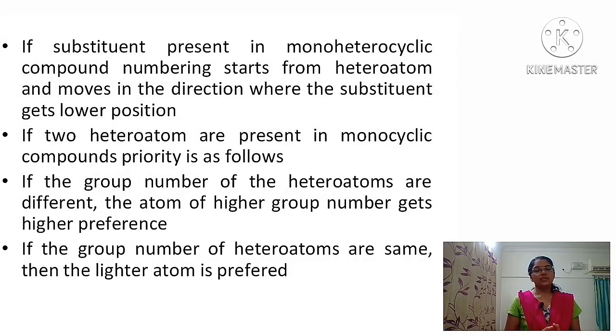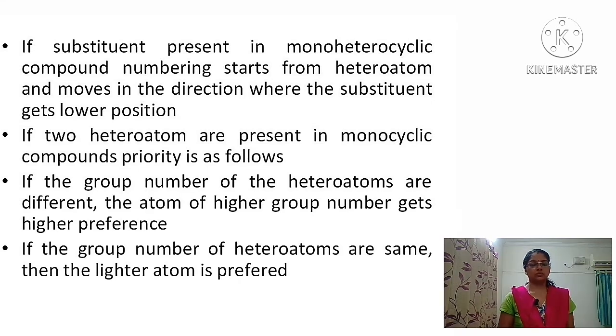So if a substituent is present in a monoheterocyclic compound, numbering should start from the heteroatom. Then it should move in the direction where the substituent gets the lower position. So if two heteroatoms are present in a monocyclic compound, then we have to look for the priority, that means which heteroatom will get more preference.